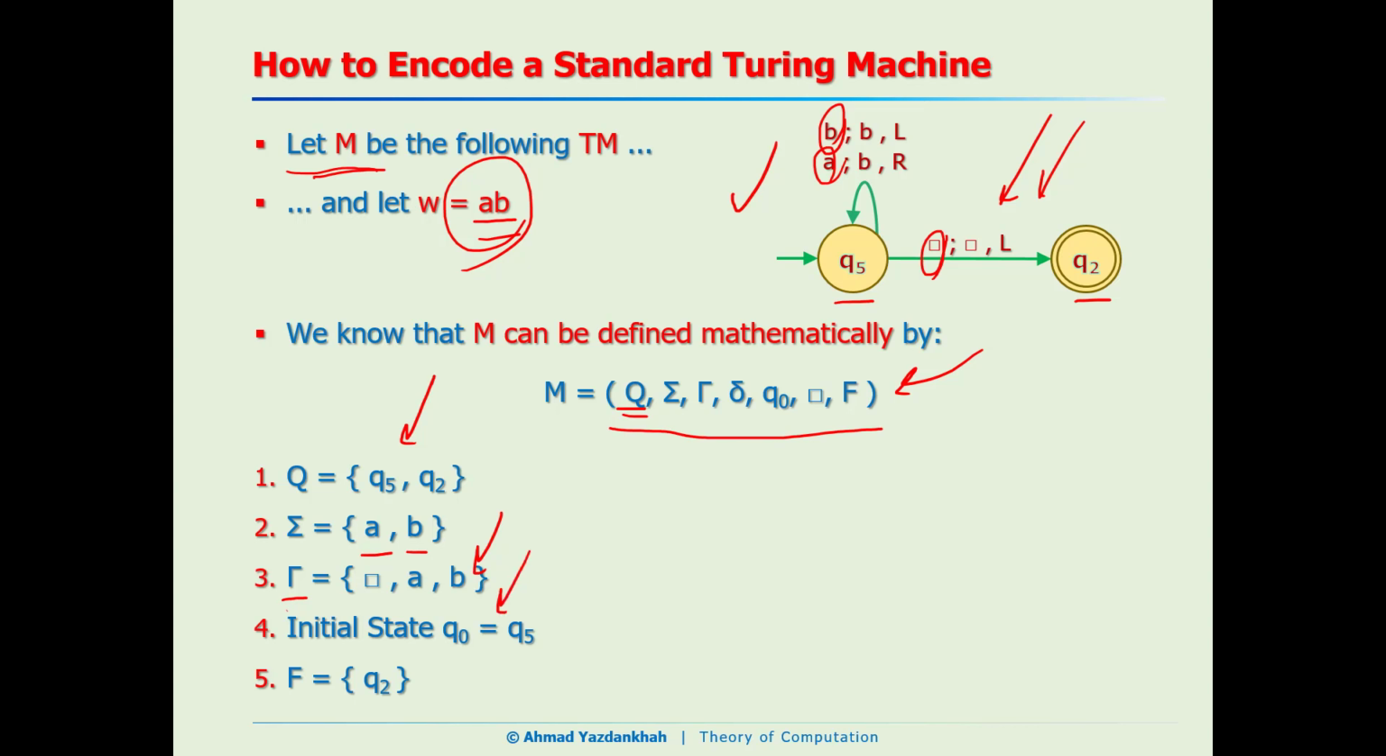What is the initial state? The initial state is Q5. What is the set of the accepting states?